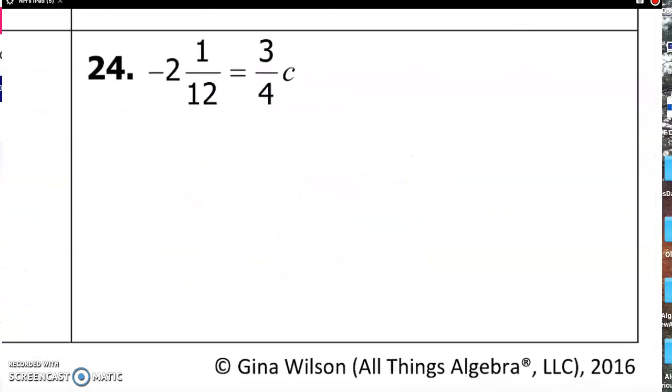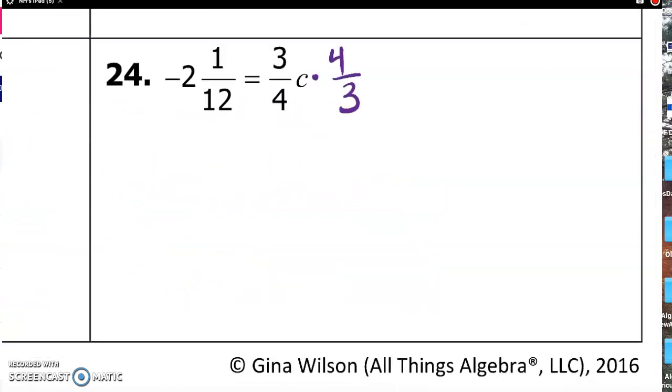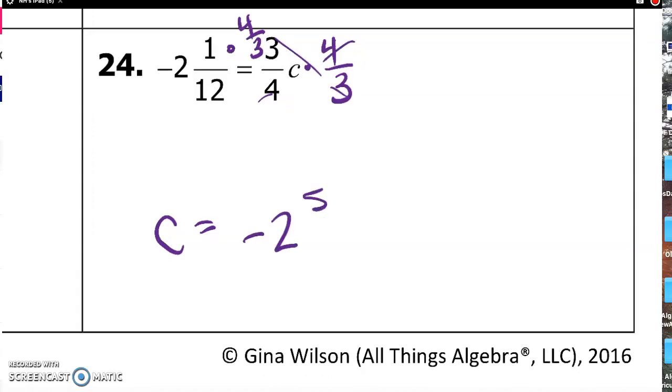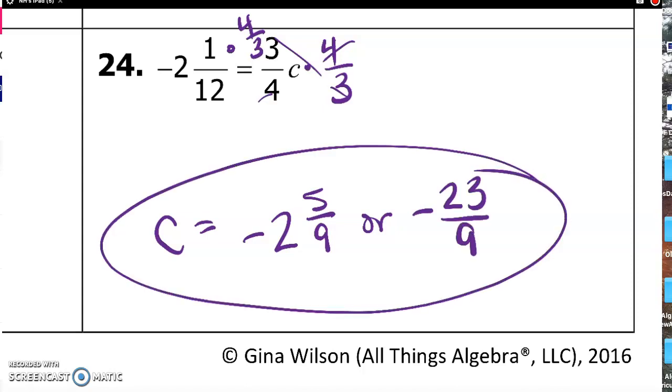This one, you would simply multiply by 4/3. Okay, so get those to cancel. C equals times 4/3. So you can do negative 2 1/12 just as it is, times 4/3. This one's going to give you a fraction. It's either negative 2 5/9 or negative 23/9. So either of those would be correct.